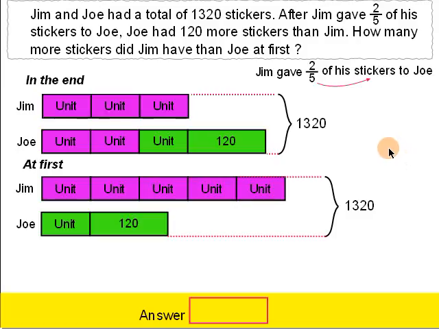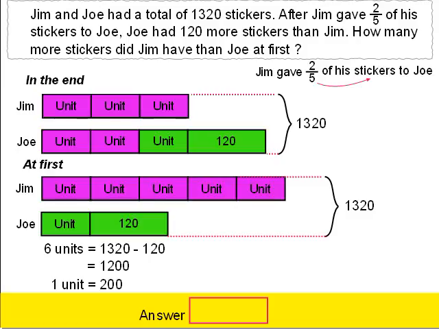By looking at either of the models and equating it, you will be able to tell that 6 units is equal to 1,320 minus 120, which is equal to 1,200. That is for 6 units. And therefore 1 unit will be 1,200 divided by 6. That is equal to 200.